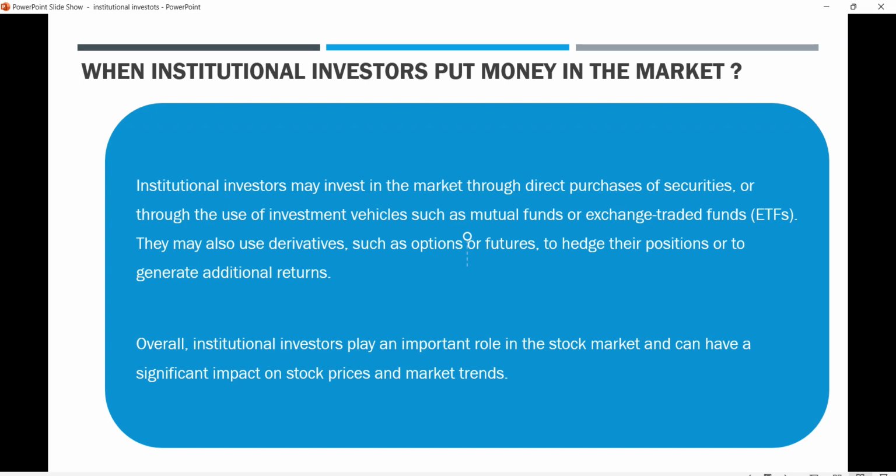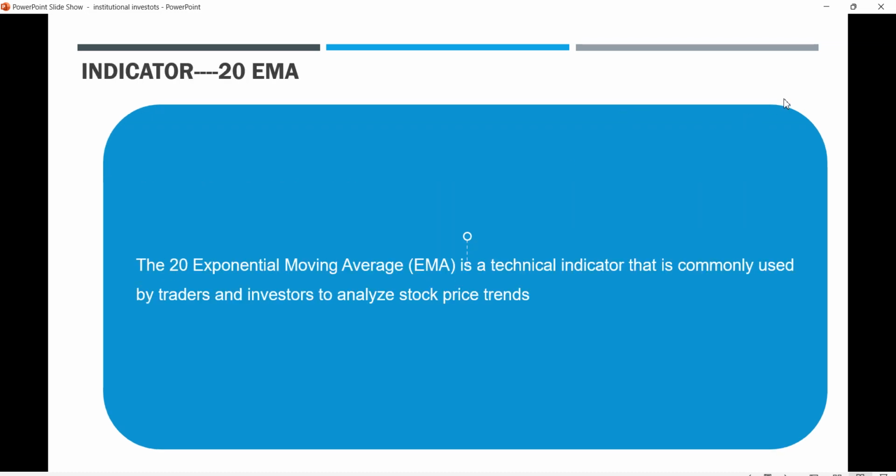These are called institutional investors, and overall they play an important role in the stock market and can have a significant impact on stock prices and market trends. I discussed this earlier because in the COVID-19 situation, everybody thought that day was going to be a downtrend day or a sideways day, but suddenly the market moved by 1200 points, and that was the shift of the trend. Now let's get into the indicator part. What indicator do you have to use to be with institutional investors?